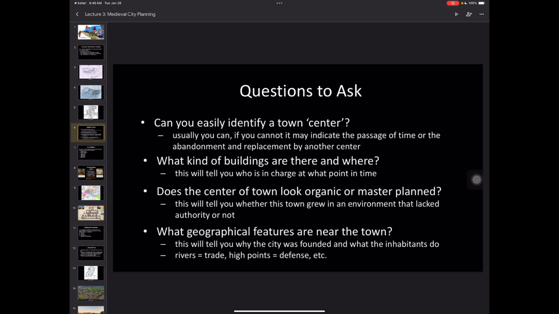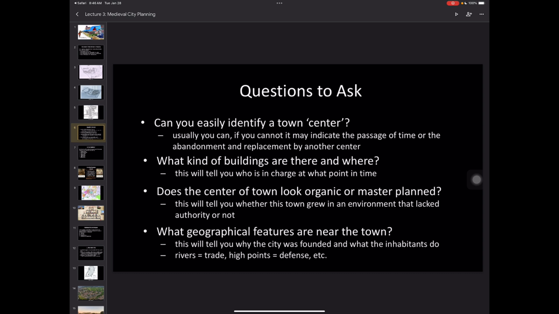Secondly, what kinds of buildings are in the center or not in the center? Because that's going to tell us who is in charge at what point in time. So you have to be able to recognize footprints. Specifically, as we go through our historical periods, churches, palaces, town halls, really big castles, that kind of thing, because that's directly linked to politics. So that tells us who's in charge and what kind of political system they're using at that point in time.